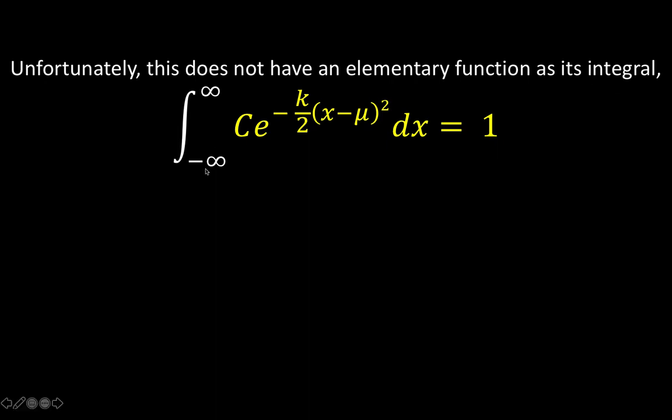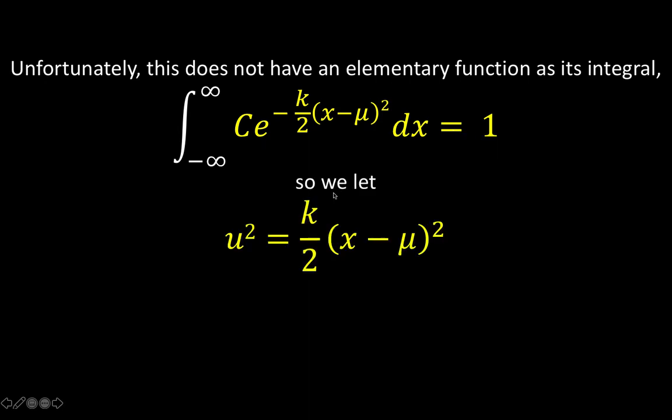To find the definite integral of the equation of our normal curve from negative infinity to positive infinity, and let that value be equal to 1, we perform what we call the u substitution. So we let u squared be equal to this exponent, k over 2 times the quantity x minus mu raised to the second power. Notice that we did not include the negative sign. That is because we want to get u. We want to get the square root of both sides to find the value of u.